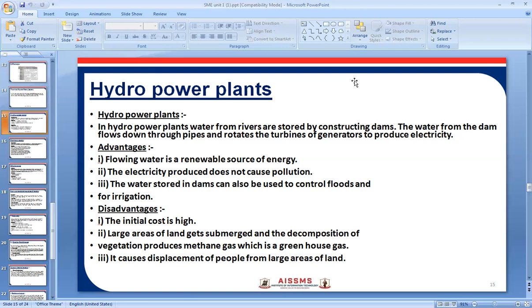Then what is the powerhouse? The powerhouse consists of hydraulic and electric equipment where the water energy is converted into electrical energy. Then what is the hydraulic turbine? These are used to convert the kinetic energy of water into mechanical energy.